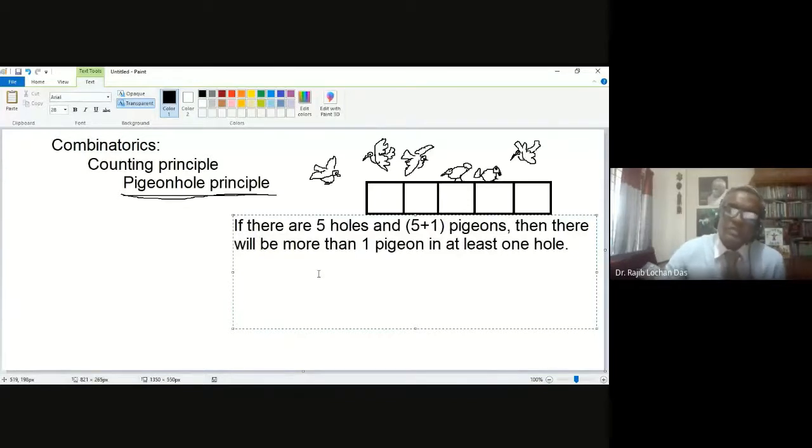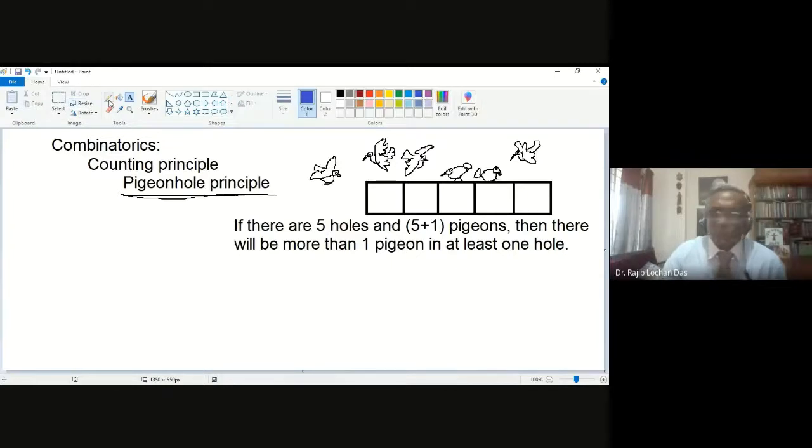So now the point is, this is not a general theory. It is just 5 holes and 6 pigeons like that. So what is the meaning of this? You can keep one pigeon in one hole, and another pigeon in another hole. So 1, 2, 3, 4, 5. Then there will be one more, extra pigeon. So you can keep it somewhere, maybe here, or here. In any hole you can put it, but in that case it will be more than one pigeon.